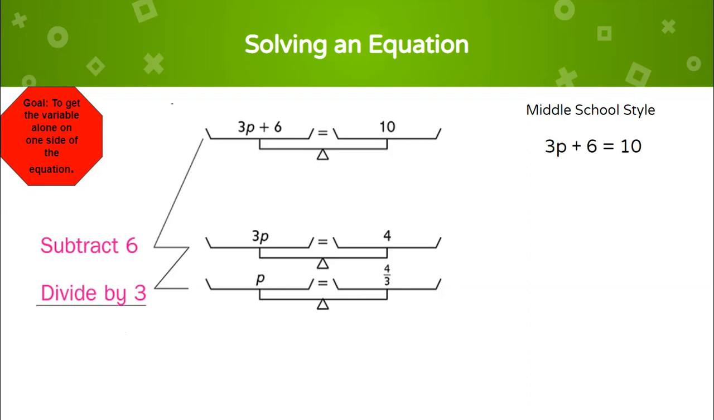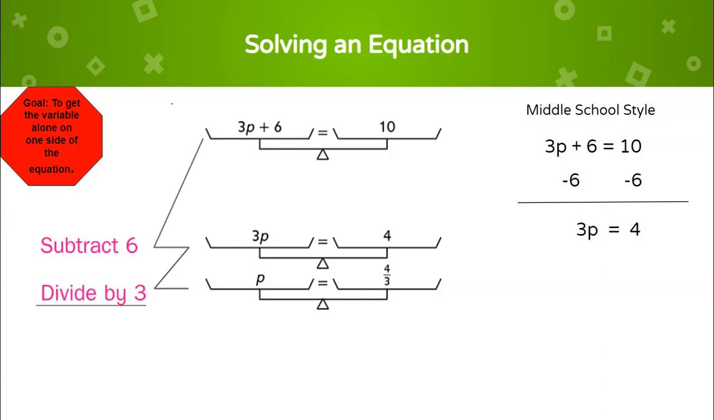If we were to do this in the middle school style, it would look like this. 3p plus 6 equals 10. And our goal would be to get the variable alone on one side. So we want to get rid of all the stuff around the p. So to get rid of a plus 6, we would use the inverse, which would be to subtract 6 from each side. Whatever we do to one side, we do to the other. And so we would end up with 3p equals 4.